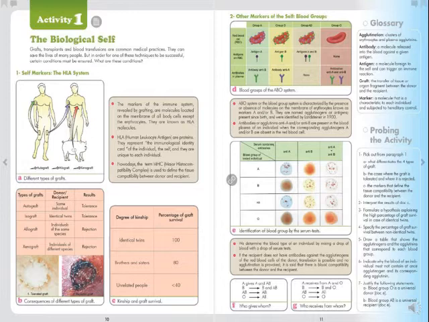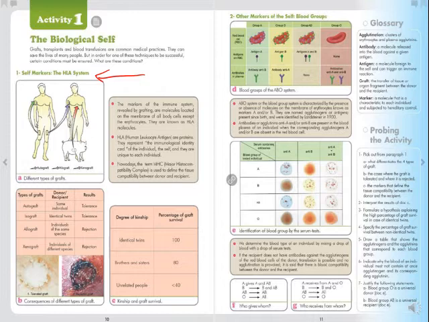Grafts, transplants and blood transfusion are common medical practices. They can save the life of many people, but in order for one of these techniques to be successful, certain conditions must be ensured. So what are these conditions? Let's start first with self markers, the HLA system.